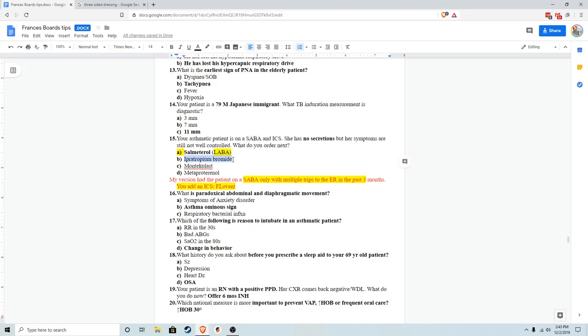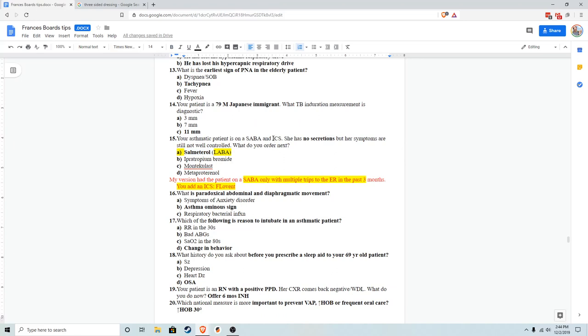But again, these are rescue medications for when people get short of breath. Here it says she has no secretions. Remember, ipratropium bromide cuts down secretions; that's what the anticholinergic effect is. So that's a clue, and that gets this one out. But her symptoms are not well controlled, so the next thing we order is a combination of inhaled corticosteroids and a long-acting beta agonist, otherwise known as Advair. And that usually does well.